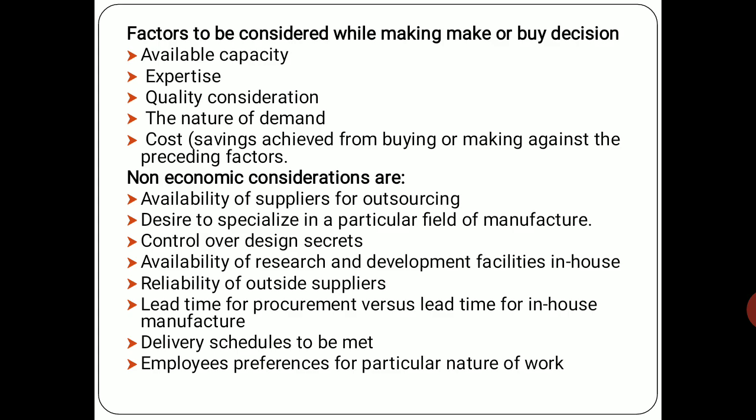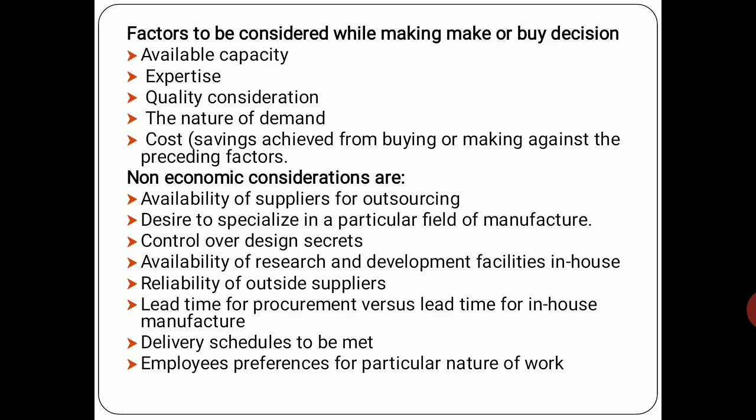Same way we can continue with our own example, right? Non-economic considerations are also there, like availability of suppliers for outsourcing. Again, I relate the same example. When it was a lockdown and every hotel was closed, there was no option other than depending on your own self. There was no chance of getting the food outsourced, right?